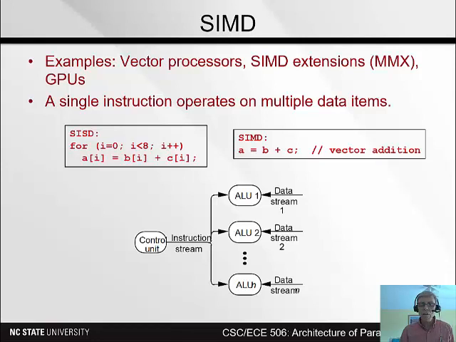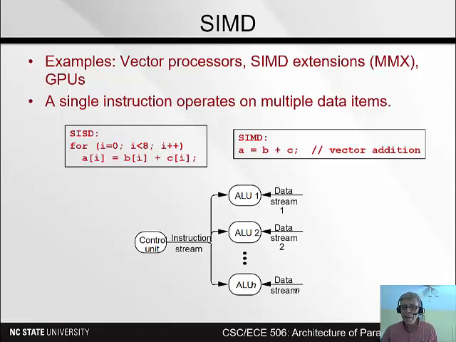SIMD machines are different. They have single instruction streams, but the instruction streams work on multiple data items at the same time. For example, vector processors that work on all elements of a vector at the same time are SIMD machines. About 20 years ago, there were SIMD extensions to other architectures like MMX, I think was Intel's. And nowadays, GPUs just proliferate across the landscape. They're SIMD machines too, they have single instructions that work on lots of data streams.